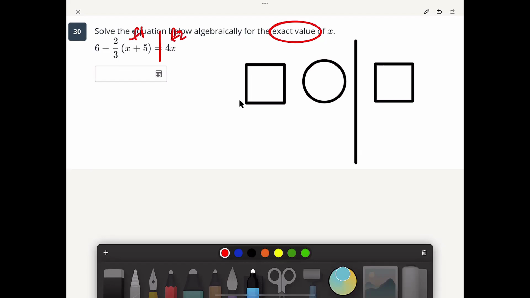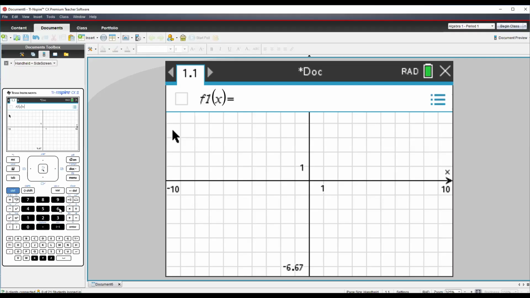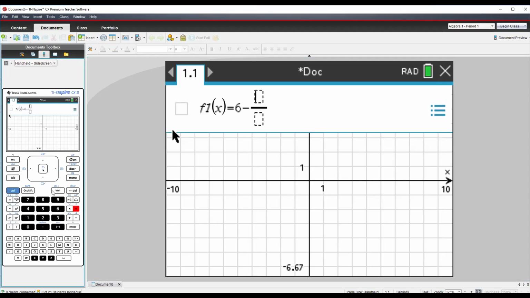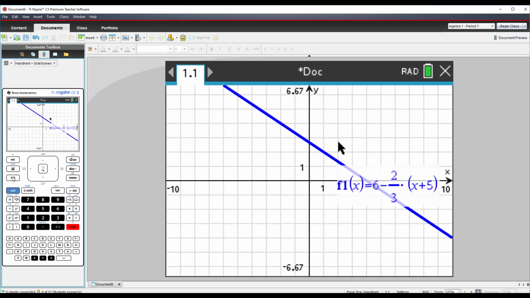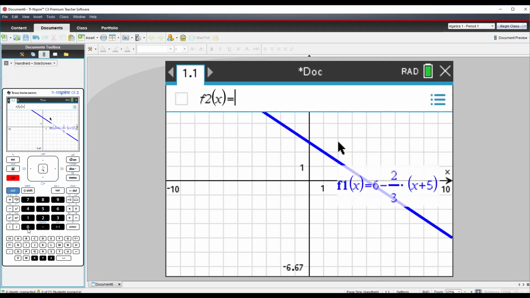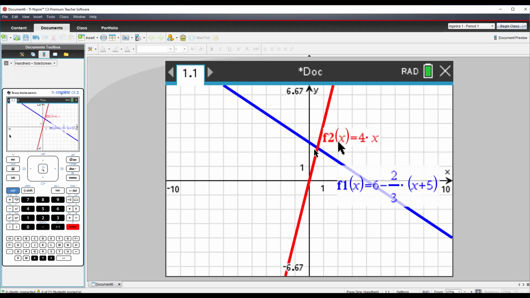I'm going to enter the left-hand side. So it's going to be 6 minus the fraction 2 over 3, parentheses, x plus 5, close the parentheses. Then I press enter. So it's a line. Then I'm going to press tab, and then I'm going to enter 4x. So that's going to be a function. And basically here is the answer.